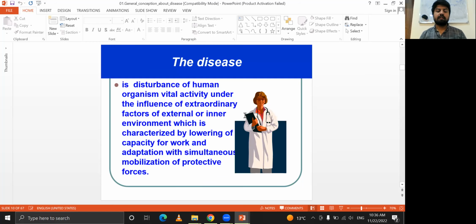The disease. A disease is a disturbance of the human organism's vital activity under the influence of extraordinary factors of the external or internal environment, which is characterized by a lowering of capacity for work and adaptation, with simultaneous mobilization of protective forces. It is a state in which the normal function does not feel comfortable.